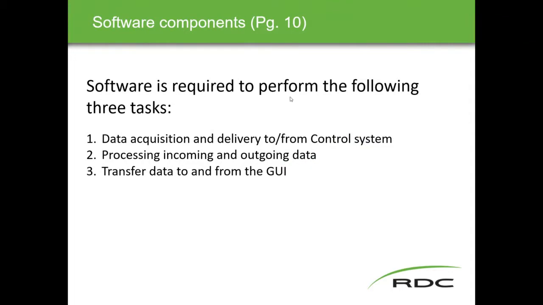Software is wrapped up in the bundle, typically, especially the Delta V that we have, for example. All of this stuff is wrapped up in what we call a software suite. And that suite takes care of all the stuff that we really need for a control system, including data acquisition and delivery to and from the control system, processing the incoming and outgoing data, and then, of course, transferring that data to and from the graphical user interface or the operator workstations.